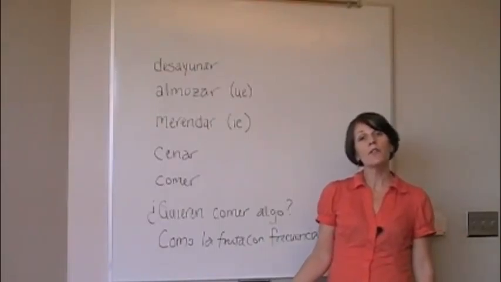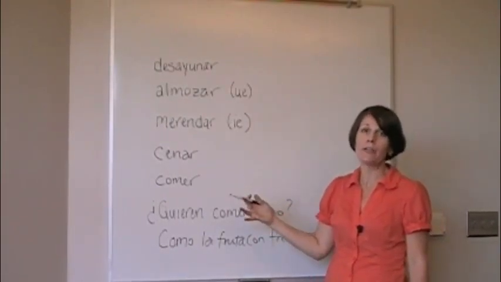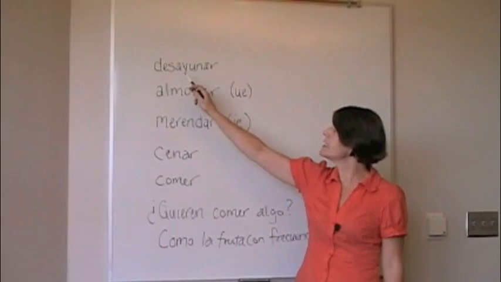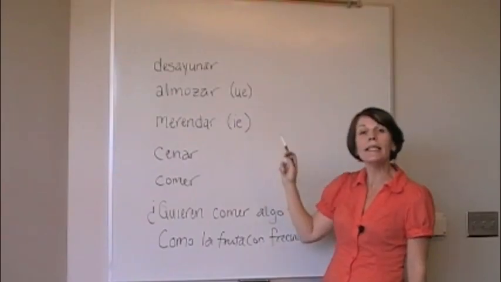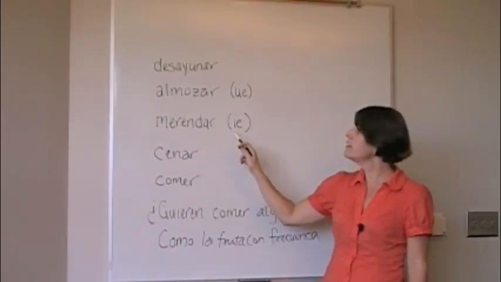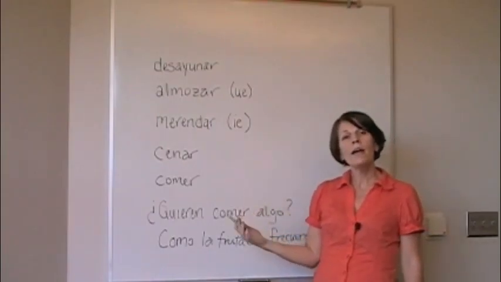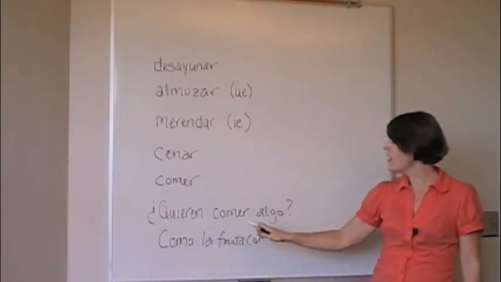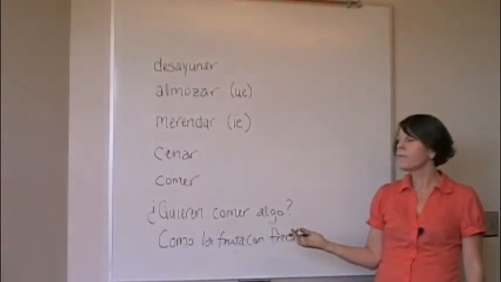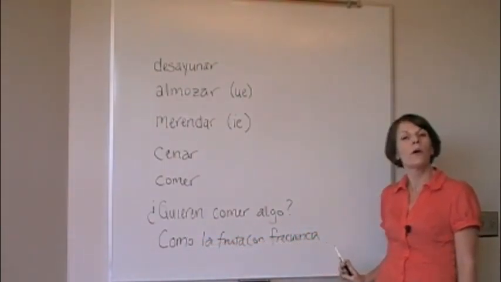The active vocabulary from this section includes a lot of verbs that we use to talk about eating food. For example, we have desayunar, to eat breakfast, almorzar, to eat lunch, merendar, to eat snack, cenar, to eat dinner, and comer. Comer means to eat, and it's used rather generically. ¿Quieren comer algo? Do you guys want to eat something? Or como yo como la fruta con frecuencia.